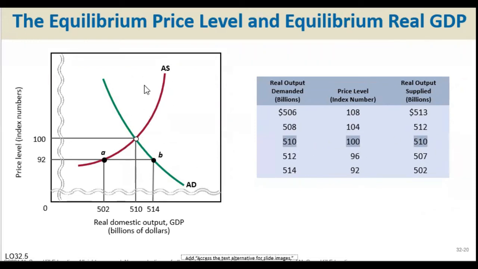So this figure shows you the equilibrium price level and real GDP. The equilibrium happens when the aggregate demand intersects the aggregate supply curve, not equal, but crosses. And it happens here at the real domestic output of 510 billion, and the price level is at 100.